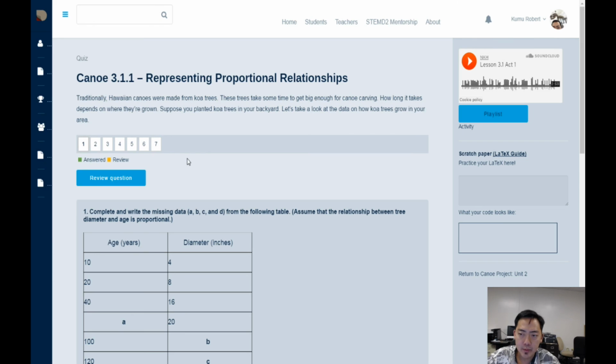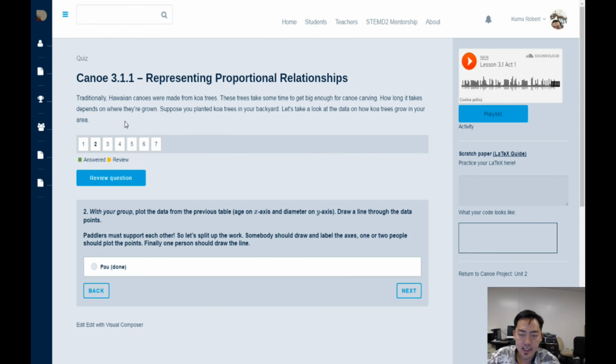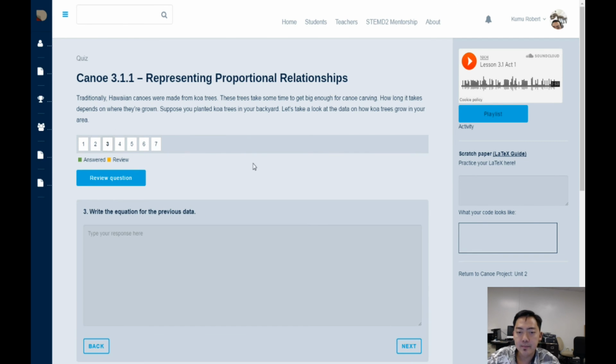In this activity, we will be looking at the growth of a single tree in your backyard. So we will assume that this tree grows proportionally with time. So the diameter increases proportionally with age. Here's a table with missing data, and we need the students to fill out the data. After the students have filled out the data in the table, they can use the data to plot a graph. And then they can figure out an equation as well.